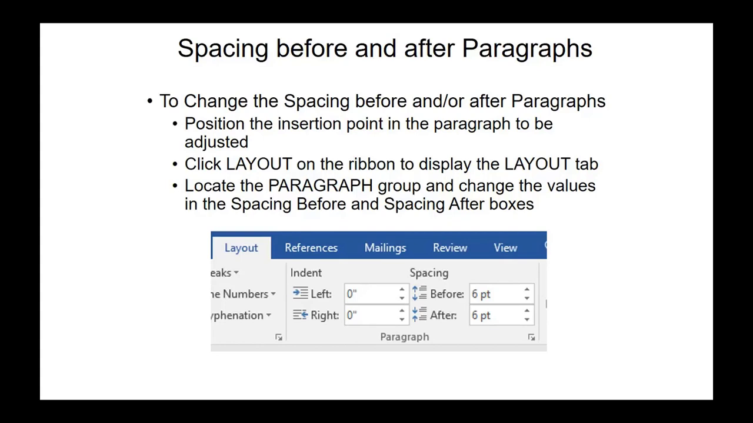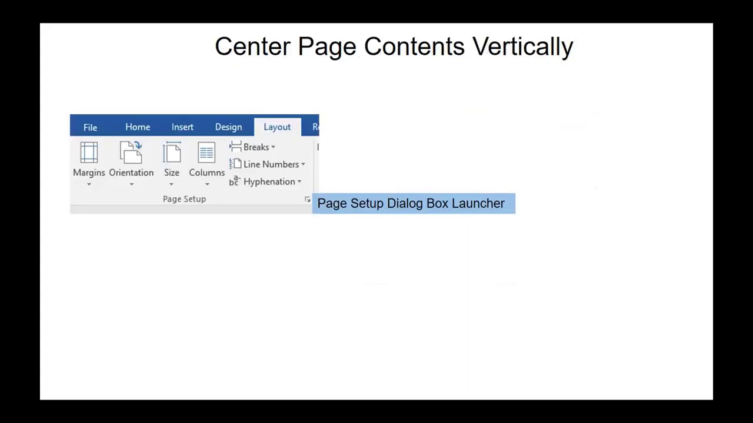So if I've got a few paragraphs listed and I want a little bit of space in between the first and second and the second and third, click on the second paragraph, add some spacing before, add some after, and you'll see that those paragraphs will have a little bit more white space on the page.